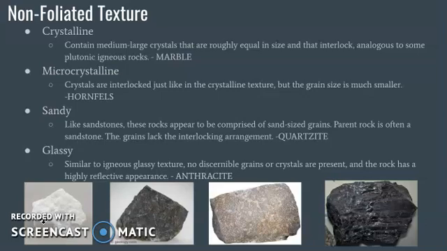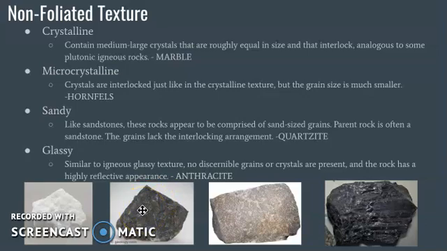Next is the microcrystalline metamorphic rock. These crystals are interlocked just like the crystalline texture, but the grain size is much smaller, so you cannot identify the crystals without a microscope. An example of this is hornfels, which is our second image on the slide.